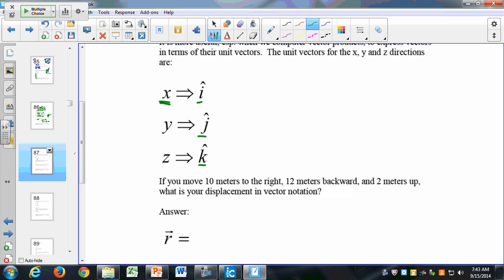And instead of putting an arrow over them, for reasons I don't know, we just put a little hat over them. This is like the caret symbol or whatever. So we just put a little hat on top of them to denote that they're vector quantities. Again, they have a magnitude of what? They have a magnitude of 1. That means that they don't change the scalar value or the magnitude of the vector. They only give the direction, which is in the x, y, or z direction.